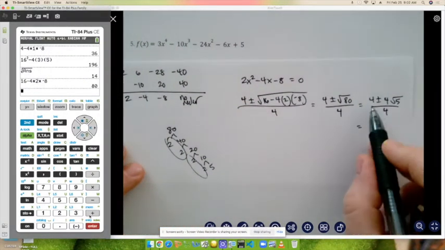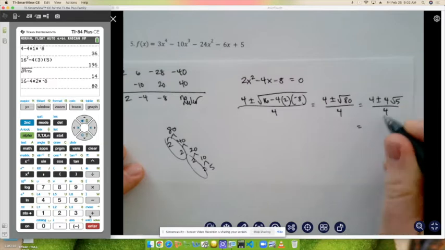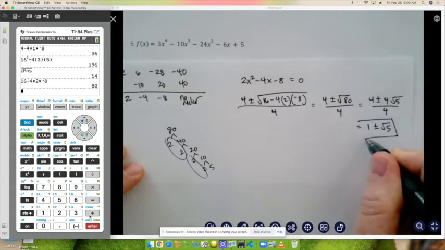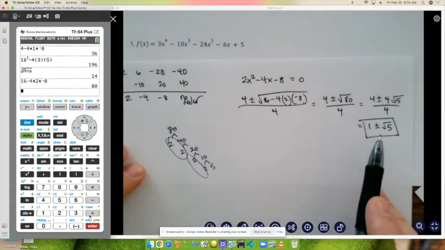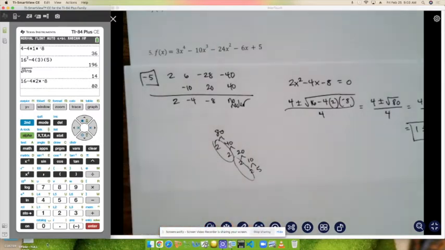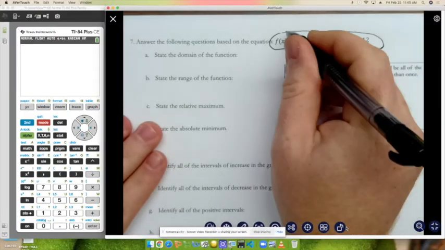And then since all of those things have 4 as a part of them, I can do 4 over 4, which is 1, and then 4 root 5 over 4, where the 4's cancel out, and you're left with 1 plus or minus the square root of 5. So those are your 3 solutions. On to the back.